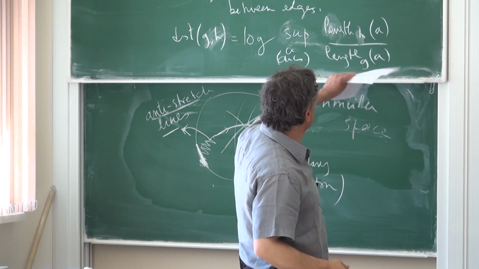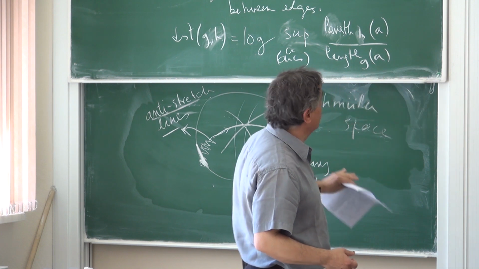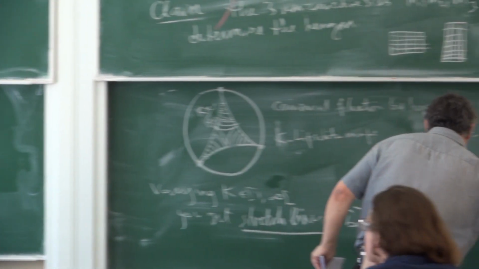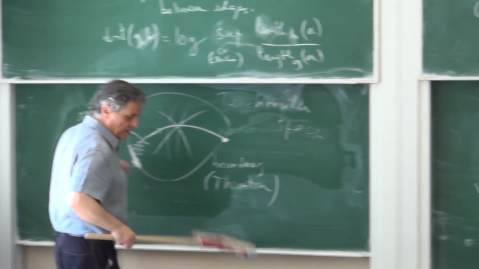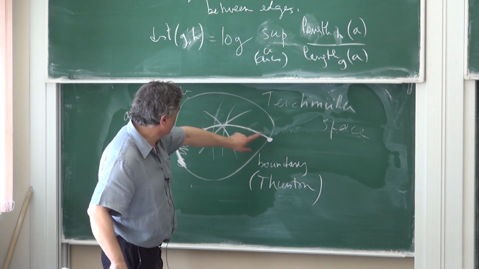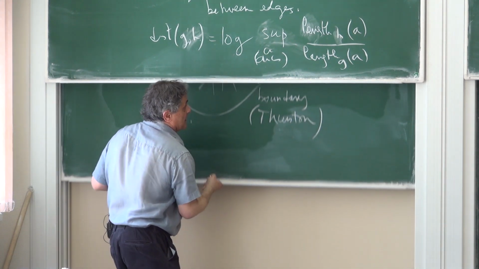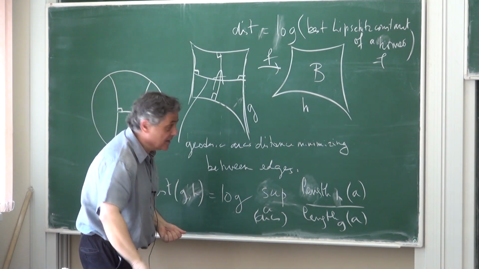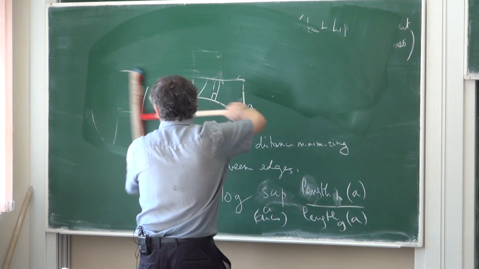So the main reference is Thurston's paper, Minimal stretch maps between hyperbolic surfaces. But for what I'm talking about today, the behavior of stretch lines, there are several papers, in fact, and I want to tell you how you prove such a convergence here, in the positive and in the negative direction.